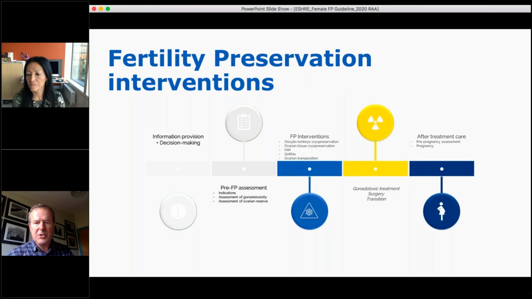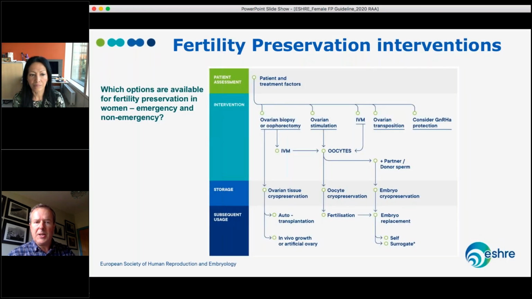What about the interventions themselves? What are we going to offer? Well, you'll have seen versions of diagrams like this, perhaps in previous publications, but I think this sets out the patient journey and the options available, and then what are the consequences for what you end up storing for subsequent use. And that's important to go through with the patients, what are the implications of what might happen to them and what they might be able to use further down the road. And so you can see that that may involve autotransplantation or replacement of oocytes or embryos. And indeed, we highlighted in some circumstances, of course, a surrogate will be required for that.